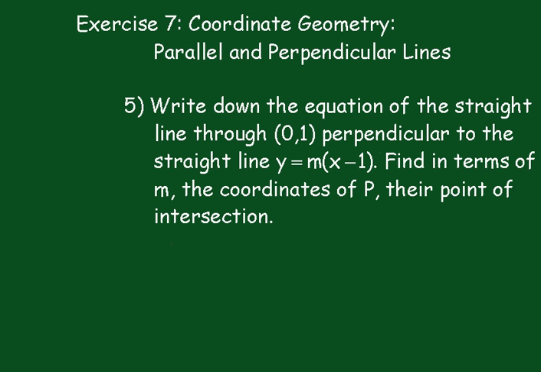Okay, this is the last one, number 5, a bit more challenging, but a rather nice result. Write down the equation of the straight line through (0, 1), perpendicular to the straight line y equals m times (x minus 1), and find in terms of m the coordinates of P, the point of intersection. Okay, so then we'll pause the video and I'll give you the answer.